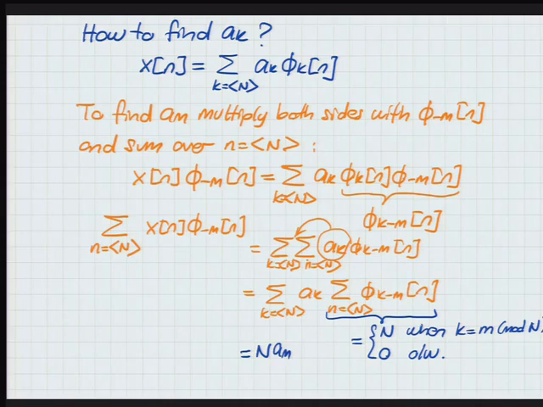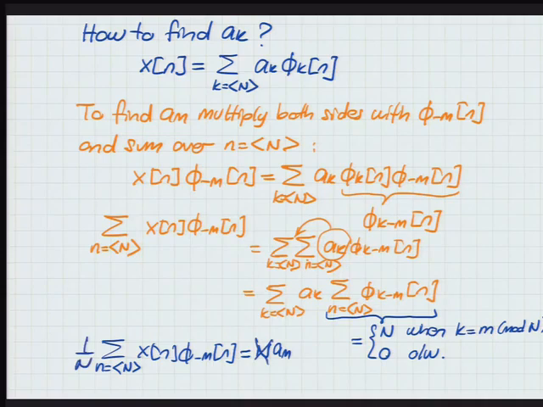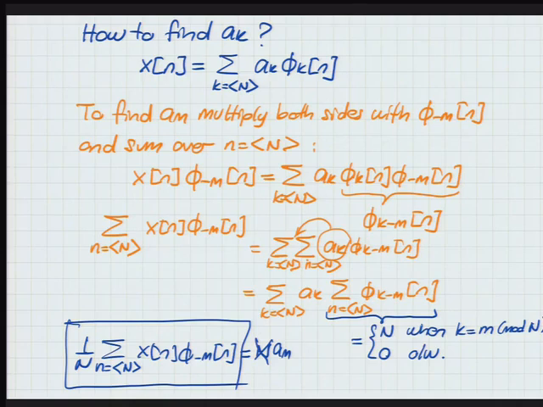The left hand side is still a sum over time of x of n phi negative m of n. And that's the answer I was looking for. If I'm looking for the coefficient a sub m, the way to find it is to divide this by N. This N goes away, you just have to do this sum, divide by N, and that will give you a sub m. This equation is sometimes called the analysis equation.